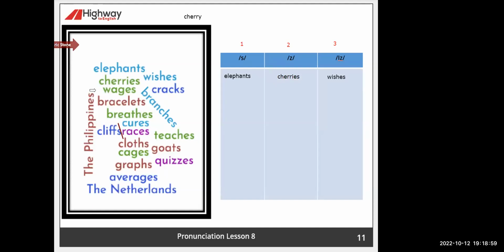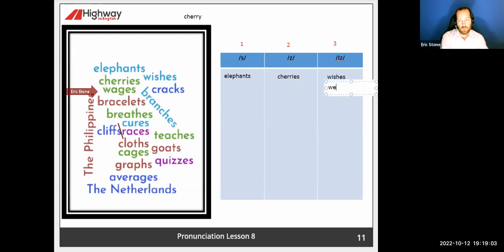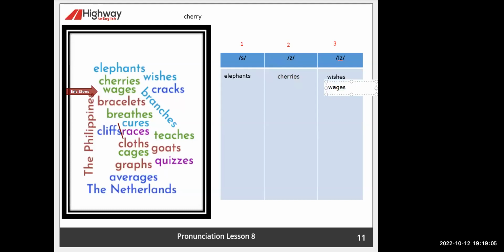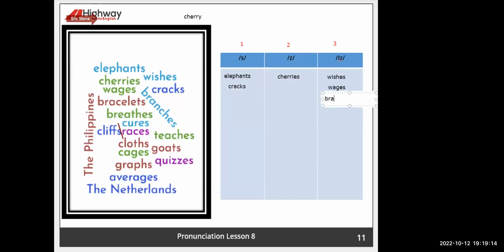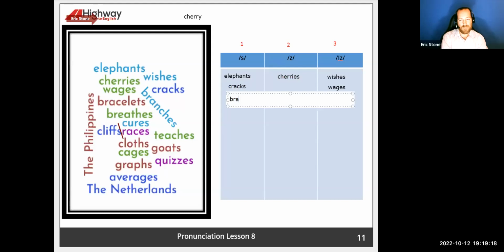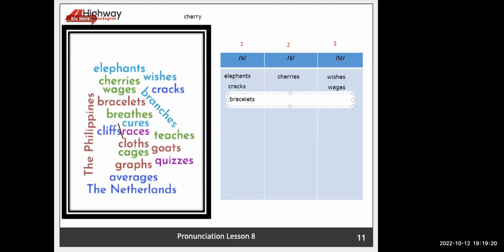Wedges, the third one. Good. Cracks is the first one. Branches, the third one. Good. Bracelets is the first one. Breathes is the second one. Nice, there you go.